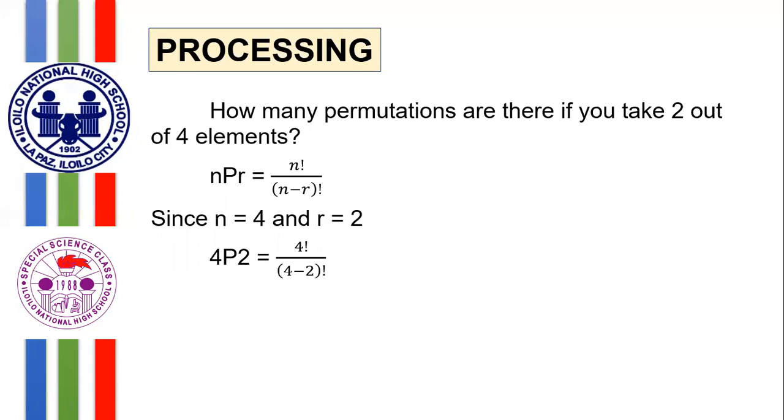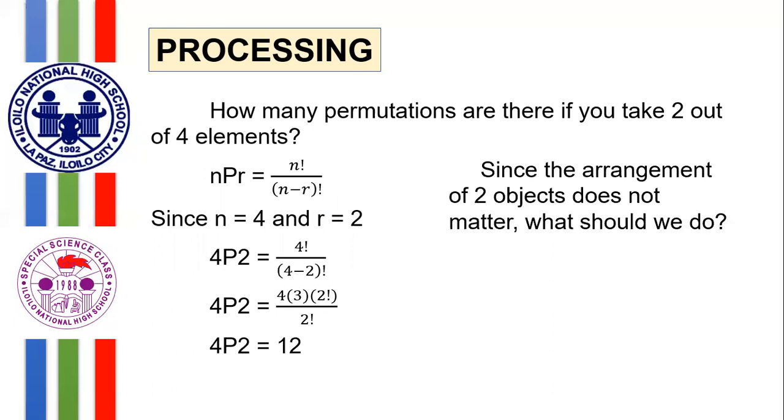The denominator simplifies to 2 factorial, and the numerator could be expressed as 4 times 3 times 2 factorial all over 2 factorial. I stopped with 2 factorial because I know that I could divide it with the 2 factorial in the denominator, and that's just 1. So 4 times 3 will be 12. So therefore, 4 permutation 2 is 12.